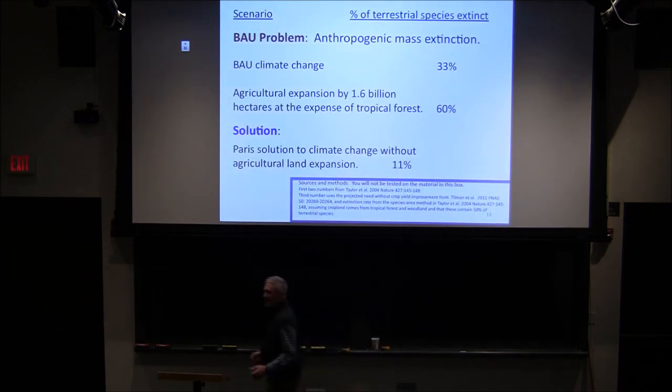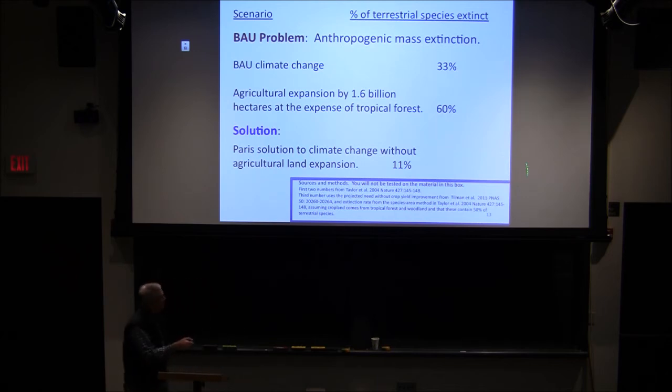Now, I don't want to belabor this. There's a little thing down here you can't read, but you can read it if you look on Blackboard. It says, you will not be tested on the material in this box. But that doesn't mean as a curious person you shouldn't look at it, all right? And so there's a mechanism here by which I've made a forecast, because there wasn't a decent paper that actually tried to do this. And so the BAU problem is anthropogenic mass extinction.